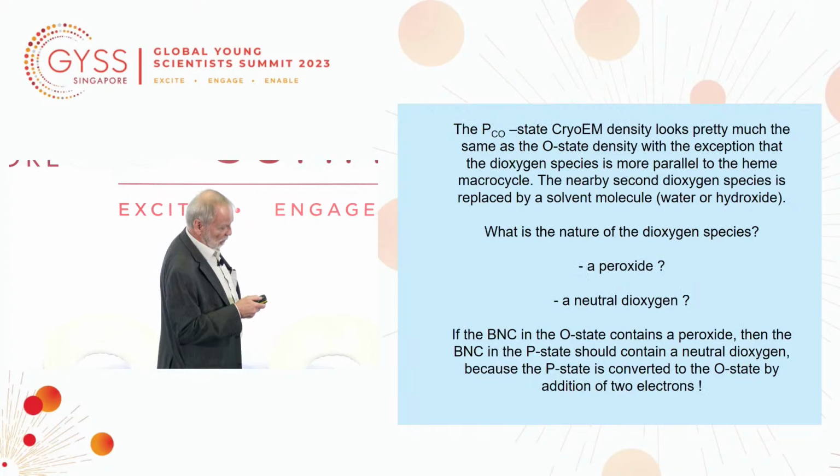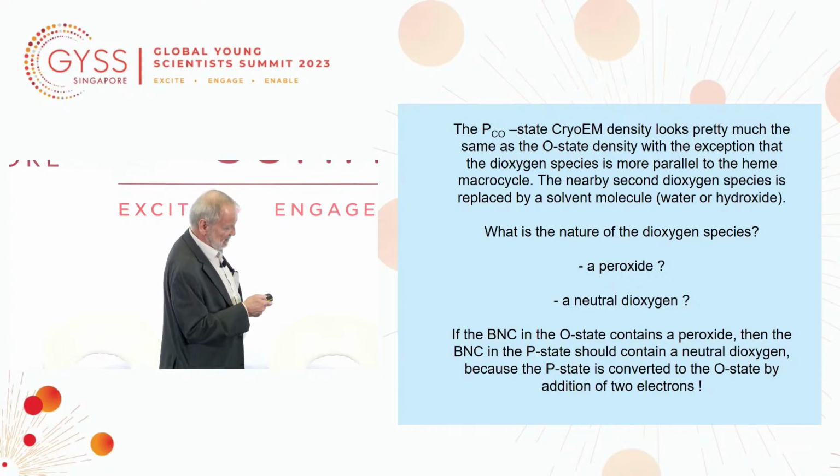So the interpretation of that density could be a peroxide, could be a dioxide species. And actually, if we believe that in the binuclear center in the O state we have a peroxide, then in the P state we should have a neutral dioxygen, because the P state is converted to the O state by addition of 2 electrons.